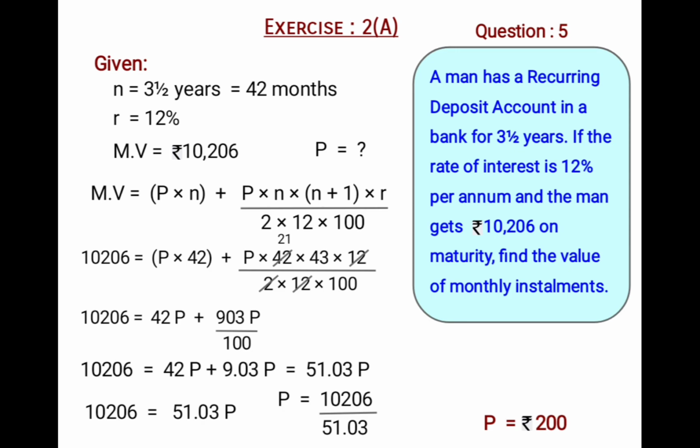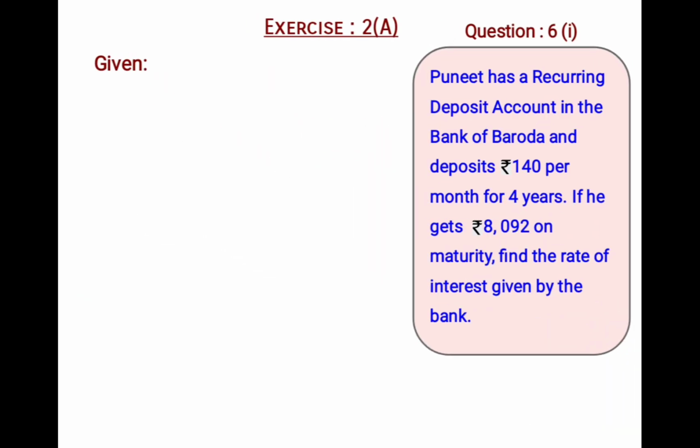Next, we are going to see question number 6 in the same exercise. Punit has a recurring deposit account in a Bank of Baroda and deposits 140 per month. P is equal to rupees 140 for 4 years, that is N is equal to 4 years, which equals to 48 months. If he gets rupees 8,092, that is MV is equal to 8,092. Find the rate of interest given by the bank. We want to find the R value.